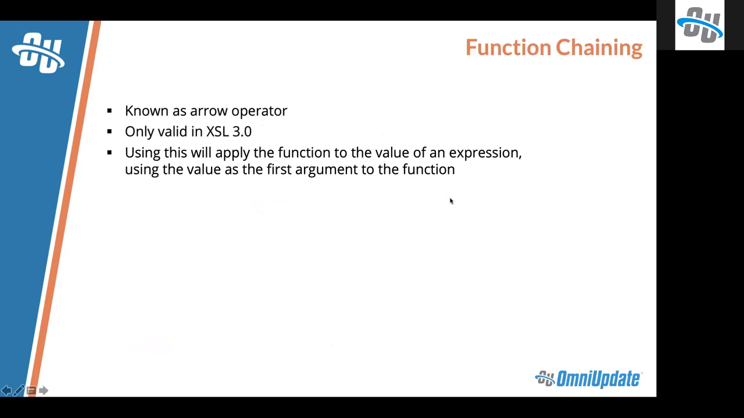So basically, what function chaining is, it's using the value of an expression to apply to a function as the first argument to the function. If you guys are familiar with replace or tokenize, it decreases the parameter count by 1. So replace has 3, but when using function chaining, you can just pass in 2, because the first value is implied before the arrow operator.